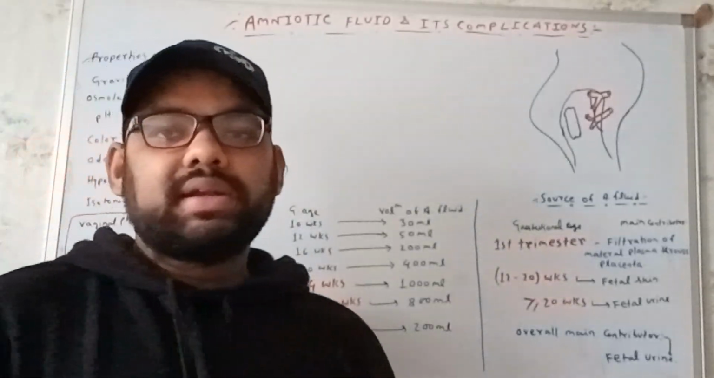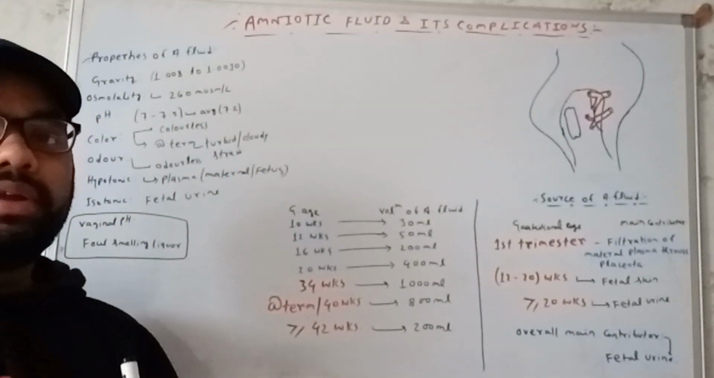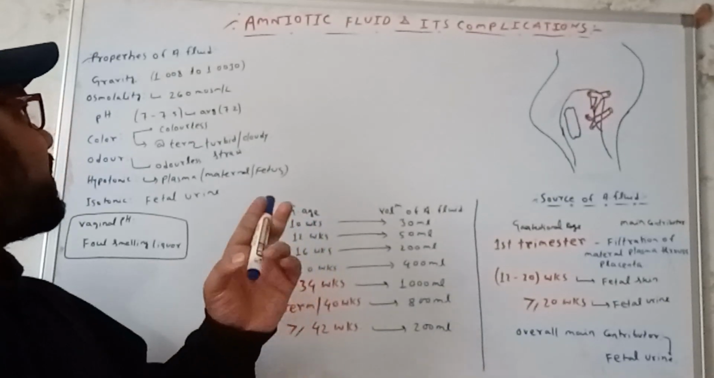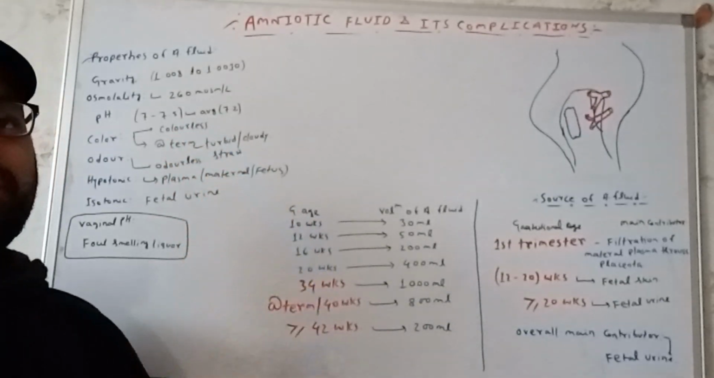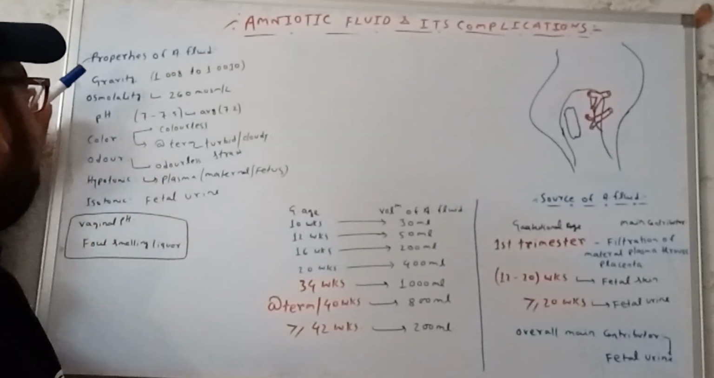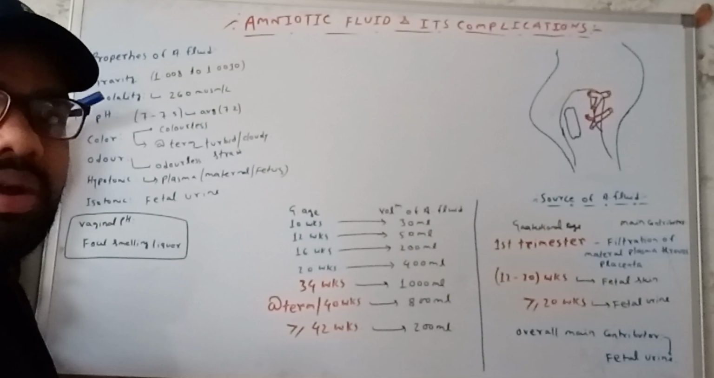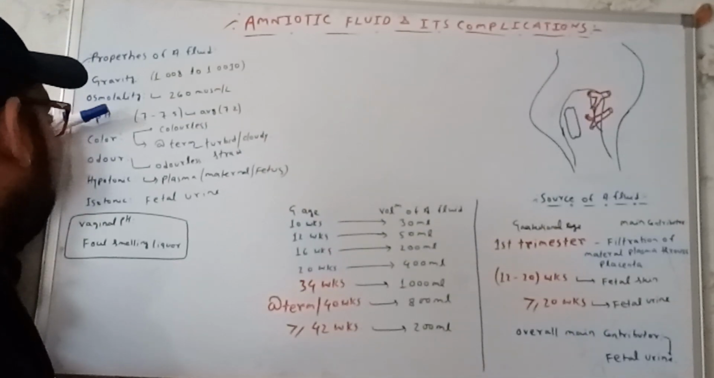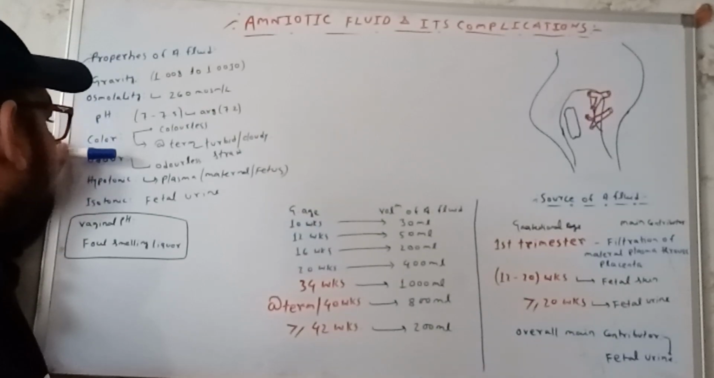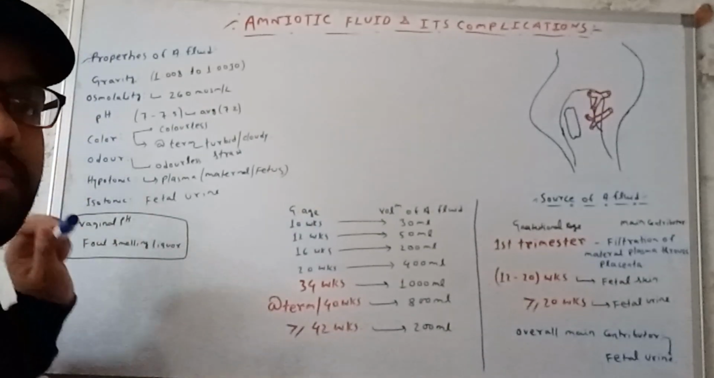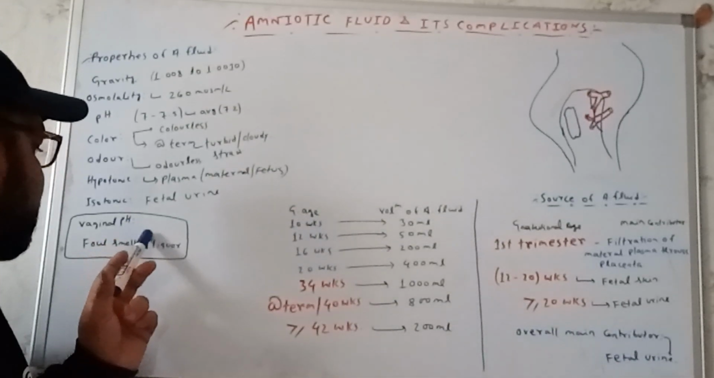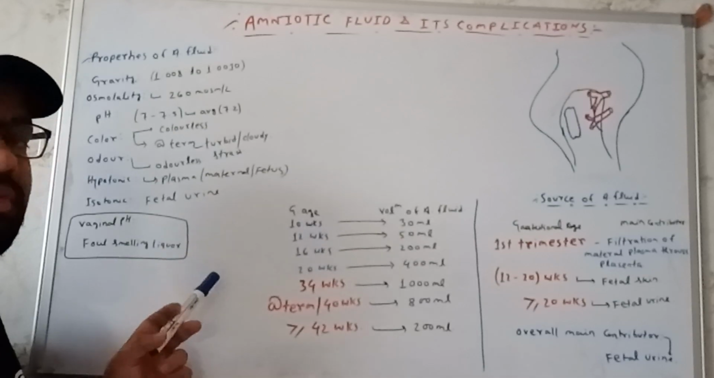Now before going into details of the amniotic fluid and its complications, let's have some words about the features or the properties of the amniotic fluid. Now see the properties of the amniotic fluid over here. We can say in terms of specific gravity, in terms of osmolality. You have to mark up these things. pH is a nice concept over here. The color, the odor, the tonicity in terms of hypotonic or isotonic, and this was the differential diagnosis. That's why I have written it in a different color, right?